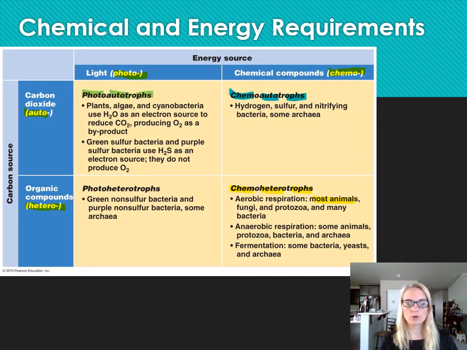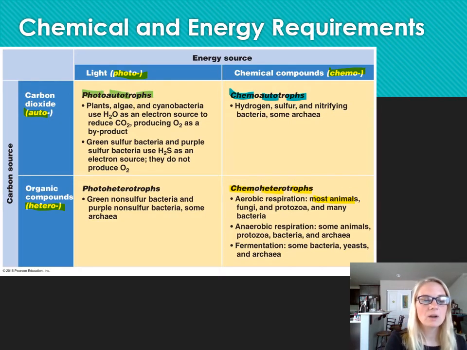So a chemoautotroph is an organism that gets their energy from breaking down molecules. So they strip electrons away from organisms to drive their electron transport chain, but then they can produce their own sugars via carbon dioxide. So there's just a few types of bacteria and archaea that fit into that category.